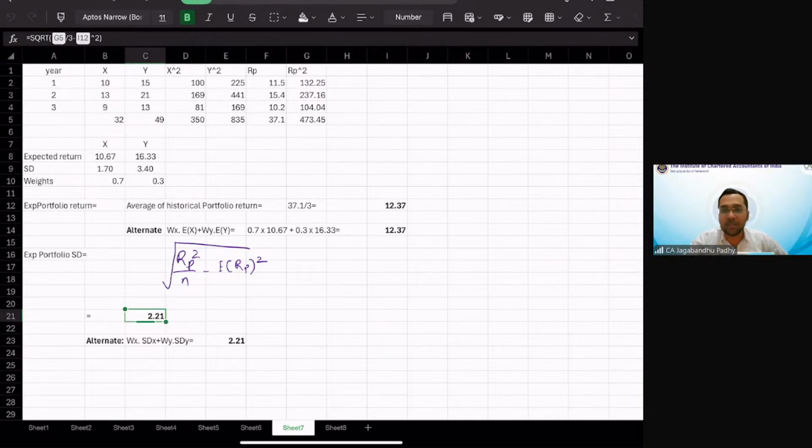Let me check. Someone is answering there. Markowitz theory? No, the Markowitz theory is what we are learning right now. But what was the reason that both the numbers of standard deviation were matching in one case and not matching in the other case?